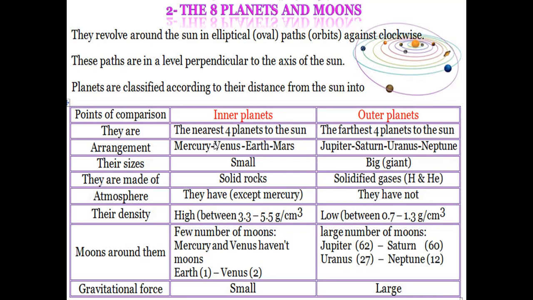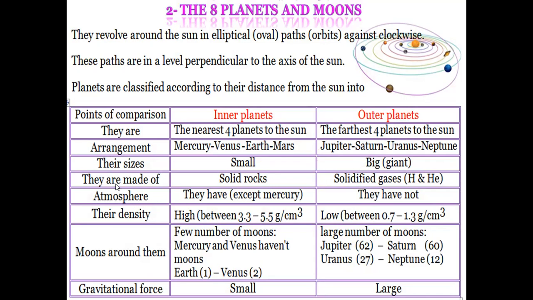Their arrangement: the inner planets, the nearest one to the sun, Mercury, then Venus, then Earth, then Mars. But the sequence of the outer planets: Jupiter, Saturn, Uranus, Neptune. Number 3, their sizes. The inner planets are small in size, but the outer planets are big in size.